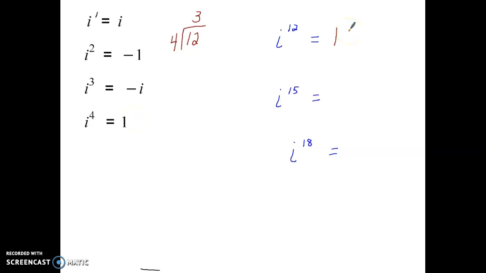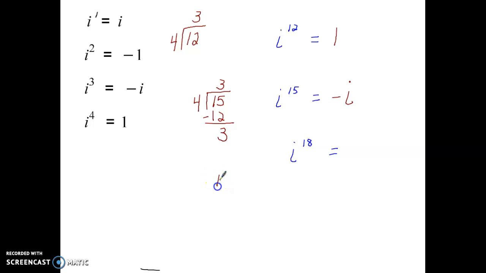Now when I look at the second example, my exponent is 15. I'm still going to divide that by 4. It doesn't go in evenly. However, I'm going to take a look at my remainder. This means that 4 would go into 15 3 whole times. There's 3 left over as my remainder, so I would go back 1, 2, 3. That means my remainder is the same thing as being i to the third power. So i to the 15th should equal negative i.